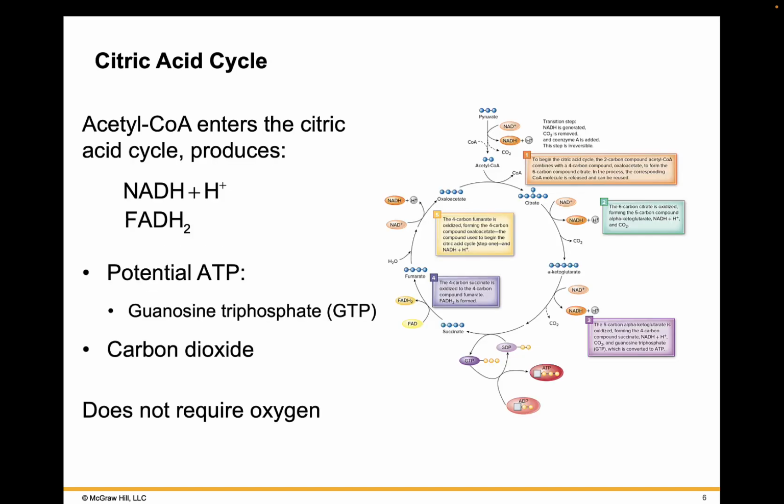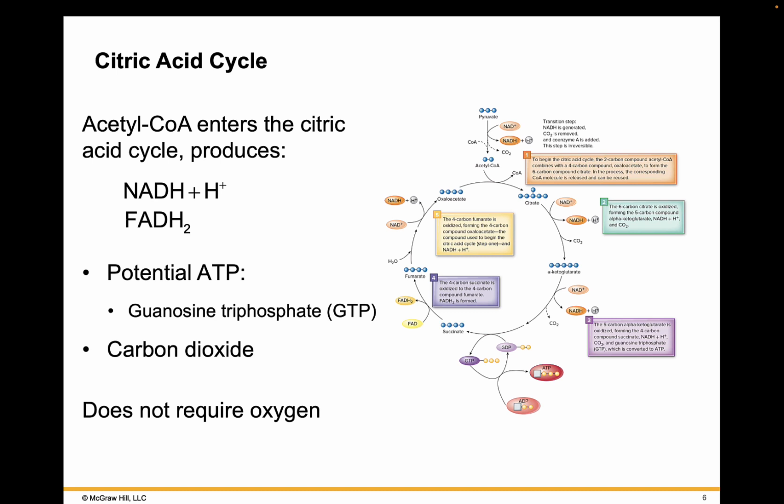The third stage is the citric acid cycle, and we are going to look at acetyl-CoA as the beginning of the cycle. To begin the citric acid cycle, the 2-carbon compound acetyl-CoA combines with a 4-carbon compound, oxaloacetate, to form the 6-carbon compound citrate. In the process, the corresponding CoA molecule is released and can be reused. So keep in mind we're back to that magic number 6. And notice we eventually have to get back to oxaloacetate.